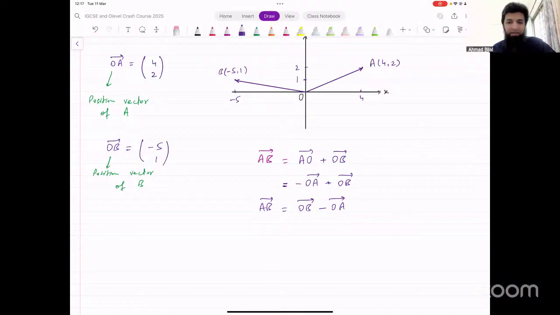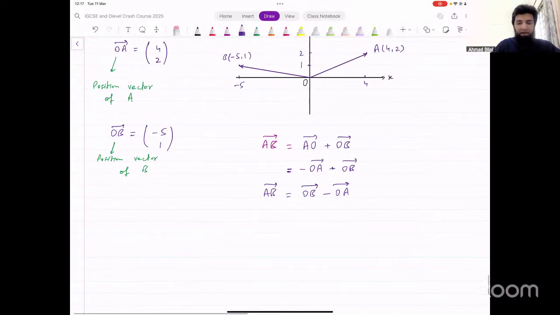And that basically tells you that if you have any vector, you can write that vector in terms of the position vectors of the points that that vector is coming from. So for instance, in this case, we are looking for the vector AB, right? The vector AB can be written in terms of the position vectors of B and A.